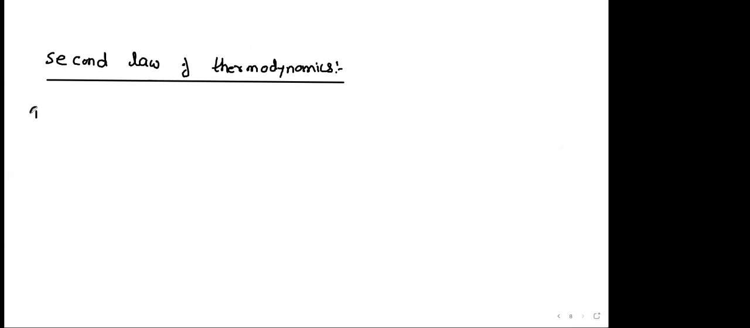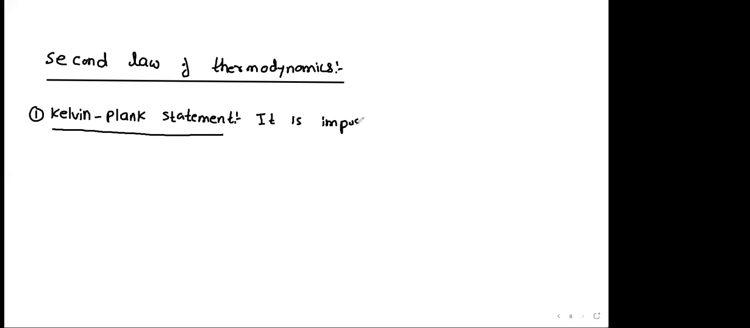So to remove these limitations, we have the second law of thermodynamics. Now, this second law of thermodynamics has two statements. The first is the statement of Kelvin and Planck, the Kelvin-Planck statement. These all are just statements. The equations are not a part of the syllabus.